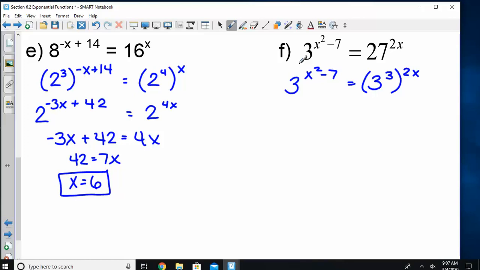Now what if we can't get the same base? Yes. At this point, I won't give you one of those because we don't know how to do them yet. Okay. In the next section, we'll talk about how to do those problems.